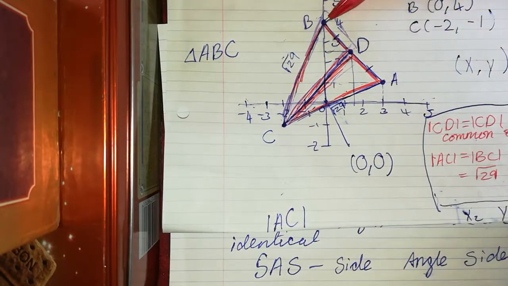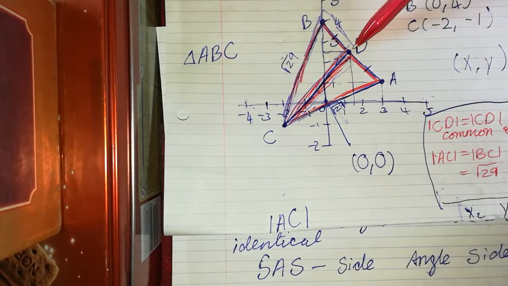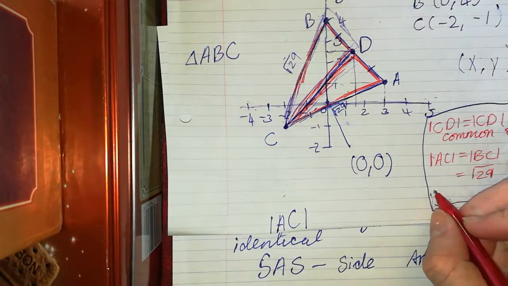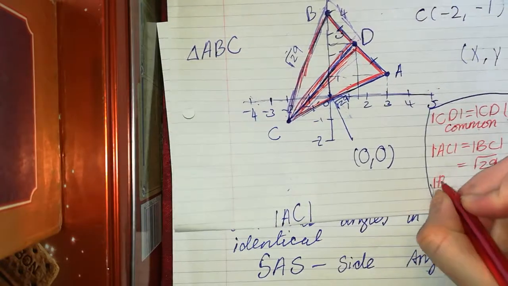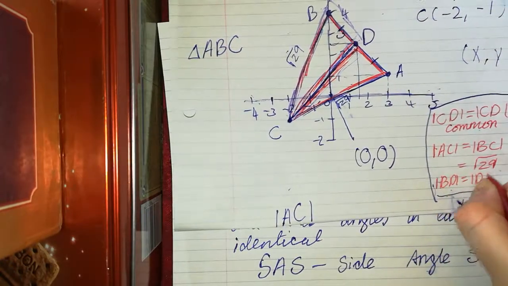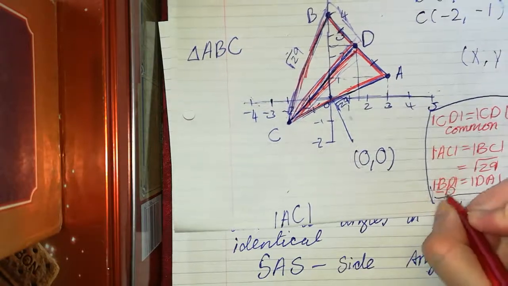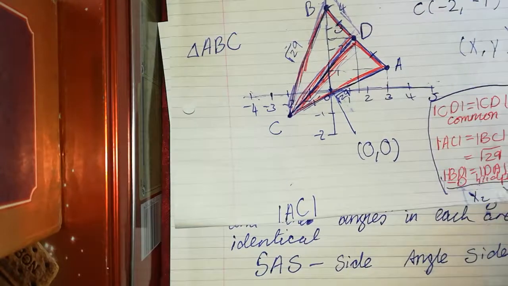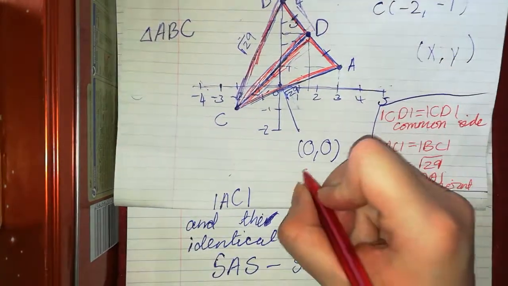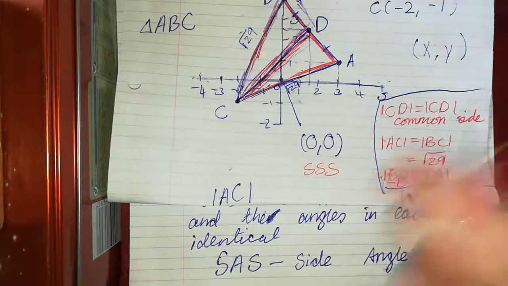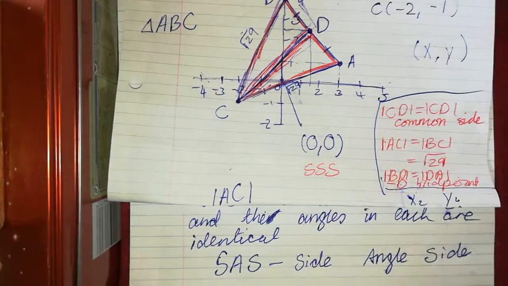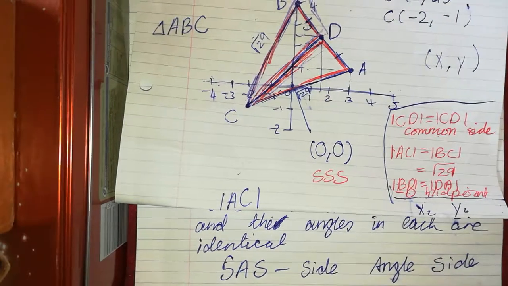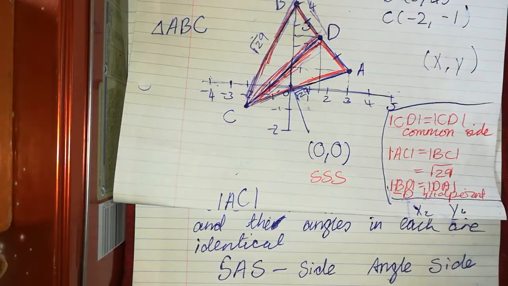But D is the midpoint of BA. So that means the distance from B to D is the same distance as D to A. So D halves the line BA. So BD is equal to DA. D is the midpoint. Well then, because all the sides are the same, I can say by side, side, side, the two triangles are congruent. And if I can show that each of the sides are the same, I can say that the two triangles are congruent. So that is our question. Thank you.